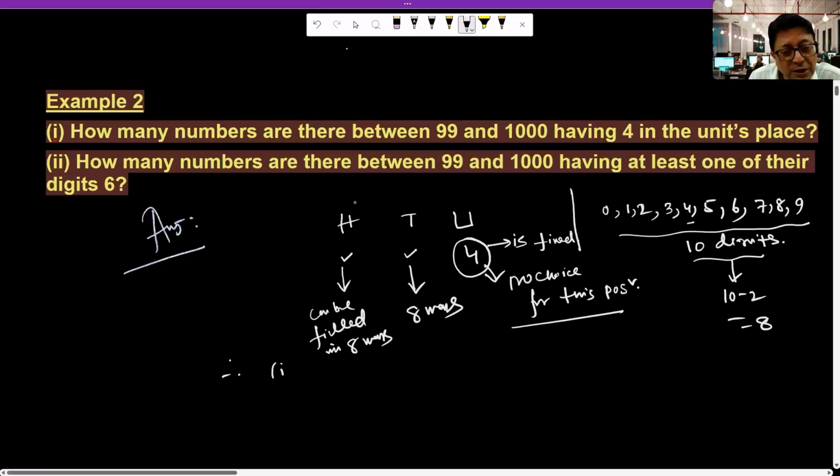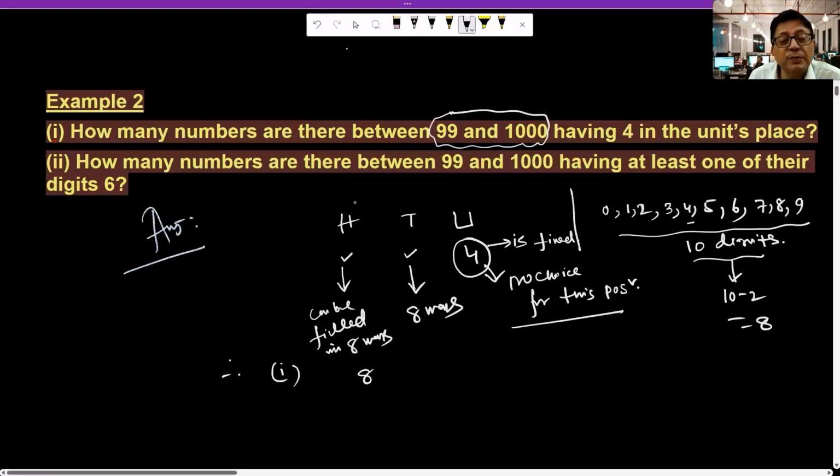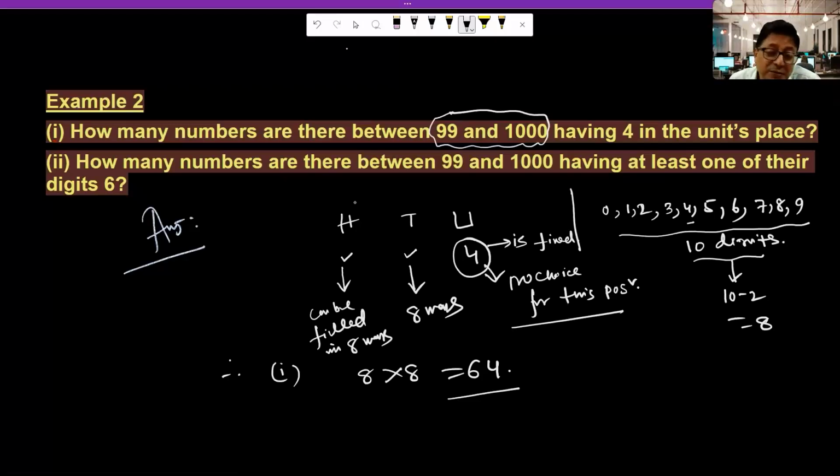Therefore, the number of numbers in between 99 and 1000 having 4 at the units place is, by the fundamental principle of counting, 8 into 8, that is 64. Take the challenge. Do it without using the fundamental principle. Getting 64 numbers will not be troublesome for you. You do try for 2-3 hours, maybe 5 hours, to prove that it is 64 really.